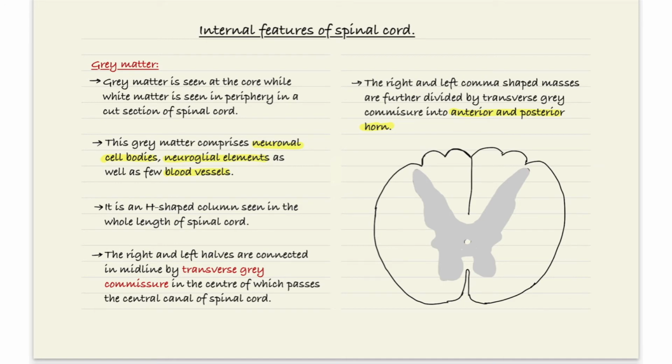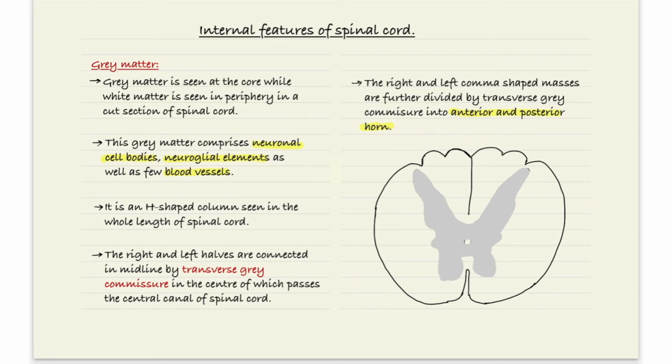Now we will study the internal features, and in this video we will cover the grey matter. In the next video we will continue with the white matter of the spinal cord. So starting with the grey matter, it is seen at the core while the white matter is seen in the periphery in the cut section of the spinal cord. As you can see in this diagram, at the core is the grey matter and at the periphery is the white matter. This is the cut section of the spinal cord, with anterior, posterior and lateral sides.